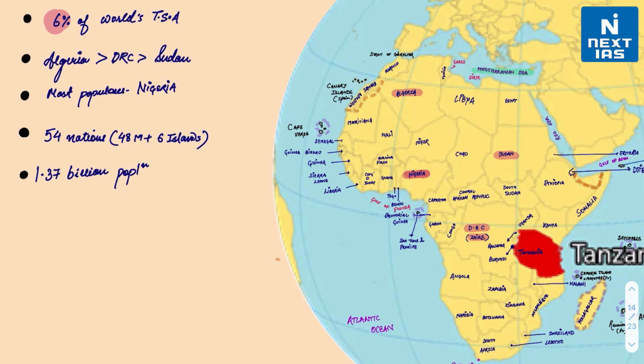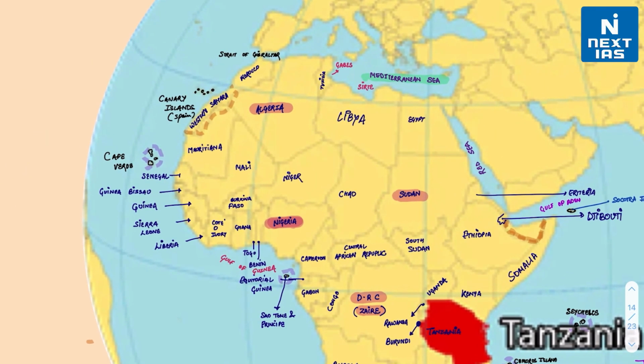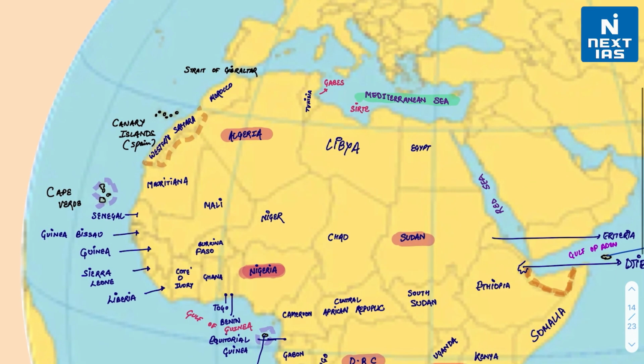If we look at the demographics, an estimated 1.37 billion people live in Africa, which accounts for about 14% of the world's population as of 2021. The most populous country is Nigeria, with an approximate population of 211 million. To the north of Africa, the Strait of Gibraltar separates the African continent from the European continent. This is a small strait situated north of Morocco. Here we have the Gulf of Gabes and the Gulf of Sirte. This is the Mediterranean Sea, and here we have the Red Sea.